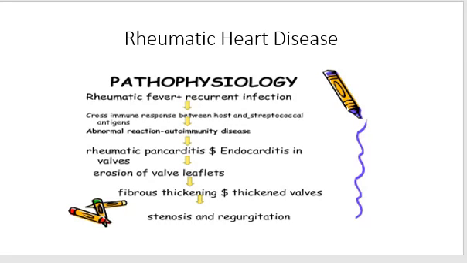With rheumatic heart disease, you need to be teaching about it. If someone has developed rheumatic fever or has had rheumatic fever, the nurse should teach the parents about the need for prophylactic antibiotic therapy before any dental procedure.